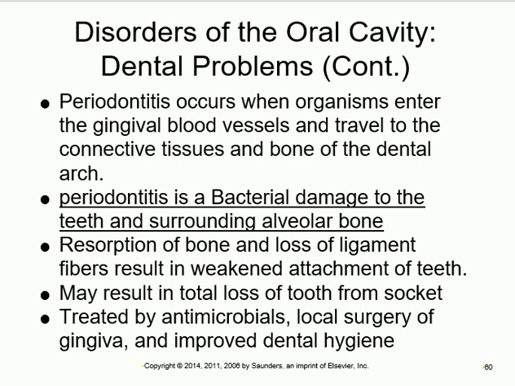Periodontitis. And this needs antibacterial treatment. It's bacteria. Periodontitis is bacteria.